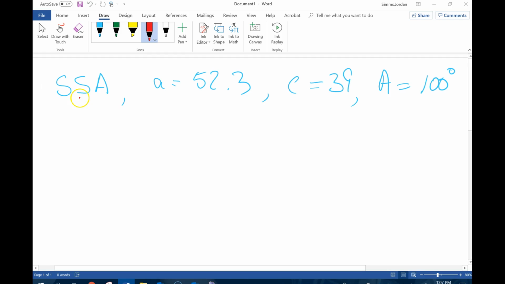So here's what we have. We have an SSA situation. We know two sides and an angle. I have a complete ratio for A, which means I know angle A and side A. I know side C, so let's find angle C using the law of sines.